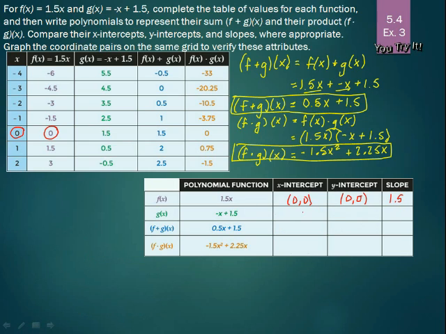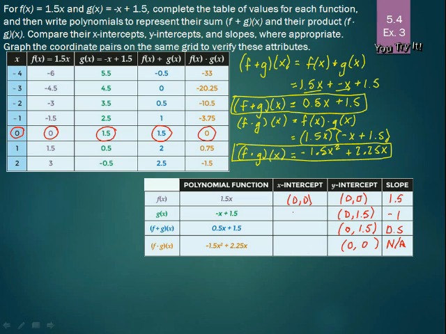Then for our g of x function, for the y-intercept, when x is 0, then y will be 1 and 5/10. Also notice for the sum, we can fill in all of these y-intercepts, because for the sum function it'll be 0, 1 and 5/10, and for the product function it'll be 0, 0. And note for the slopes that we'll have -1, the number in front of x, and 5/10. For the quadratic, that is not a constant slope since it's a quadratic, so we can just put NA for not applicable.